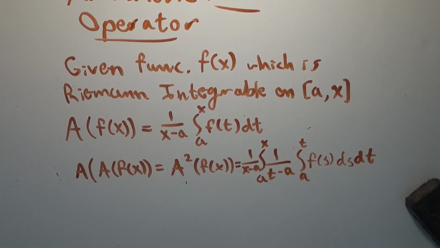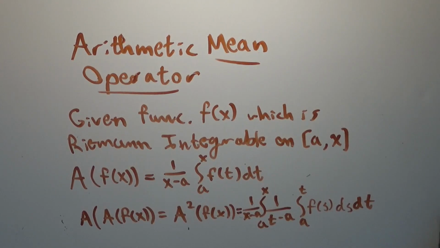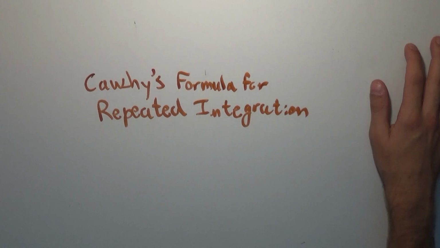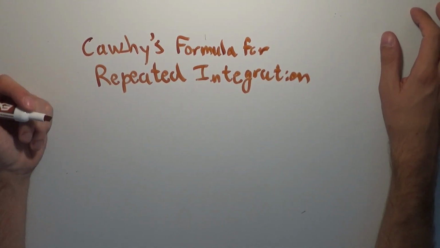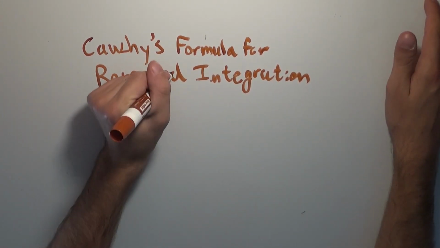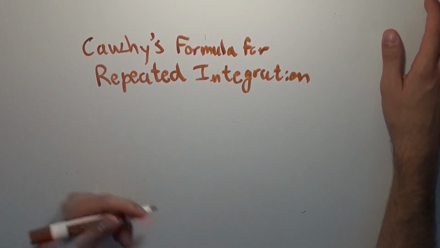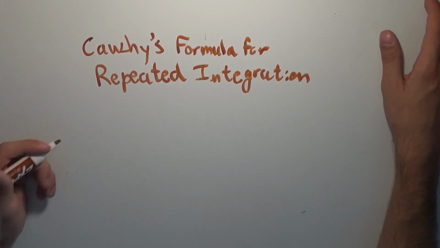The idea is to figure out the general formula for the nth average of any particular function. It's quite a lovely answer, and it has a lot to do with basic repeated integration. Real quick before we continue, we're going to talk about Cauchy's formula for repeated integration. Black Pen Red Pen was able to prove this result in one of his videos, so I'm going to forego proving it here, but we're going to expect a result that looks something like this.